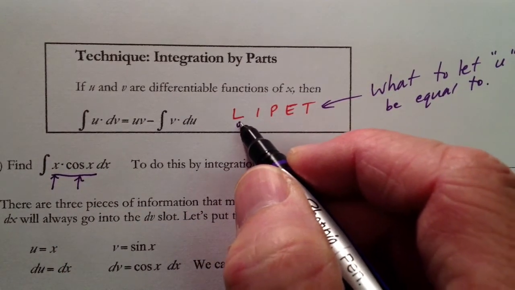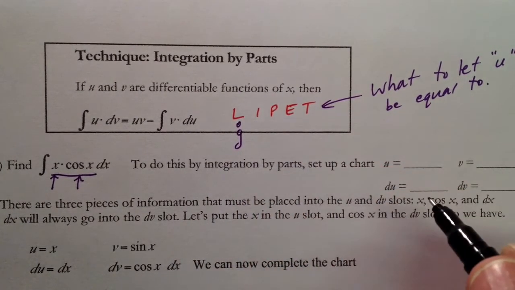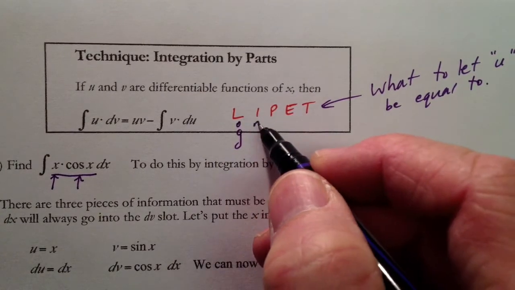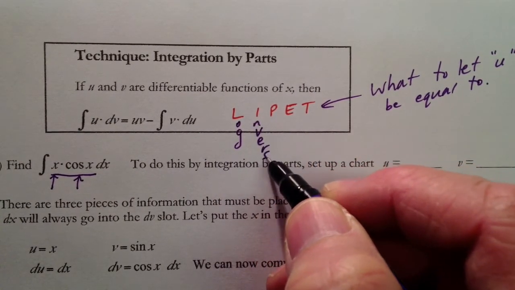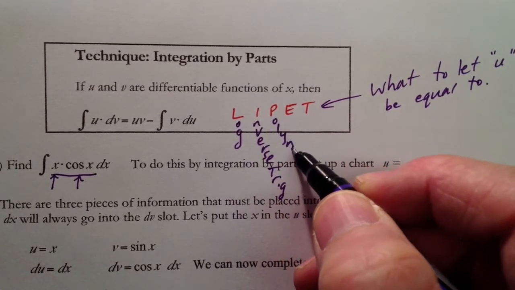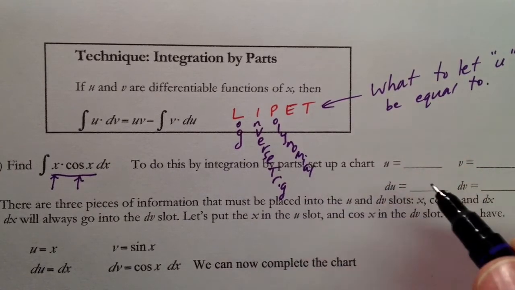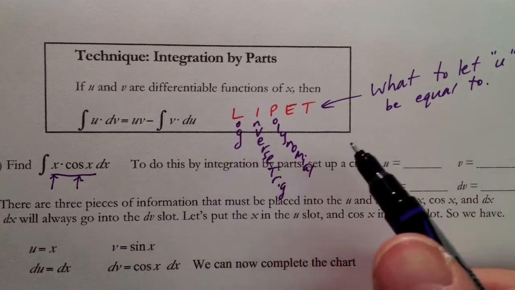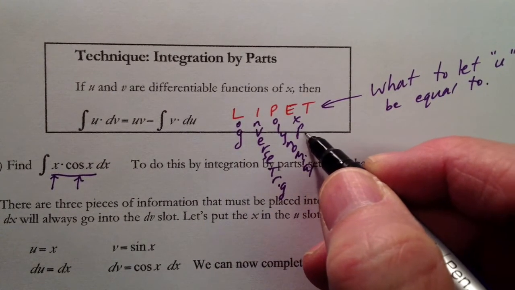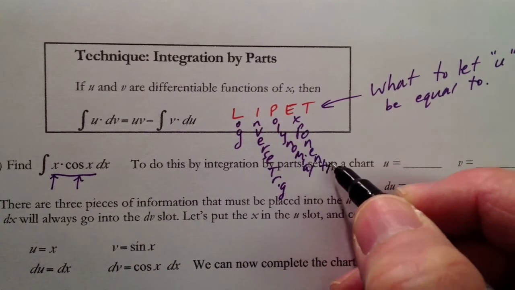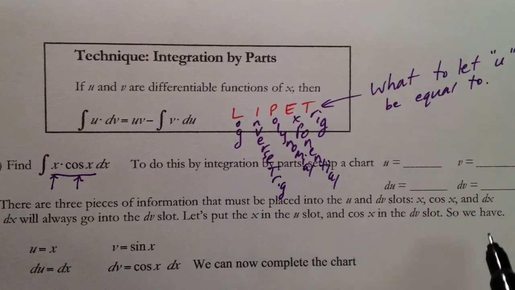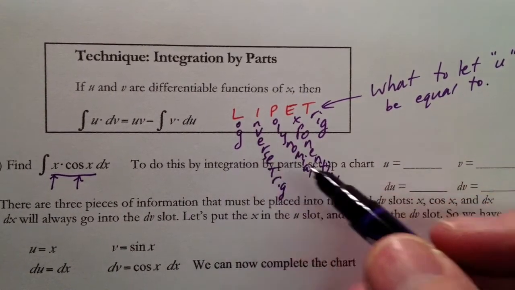The L stands for logs, logarithmic functions. If we have any logarithmic functions, that's what u would be equal to first, okay? And then the I stands for inverse trig. P stands for polynomial. So just like you learned PEMDAS, the order of operations, this is an order in which you're going to look for functions to let u equal. The E stands for exponential, and the T stands for trig, so any trig functions. Don't get that confused with inverse trig, that's what the I stands for.